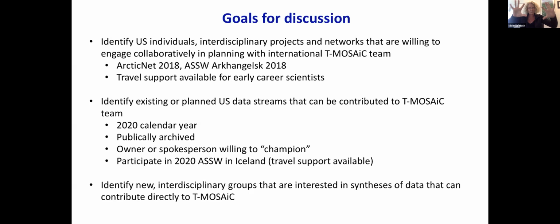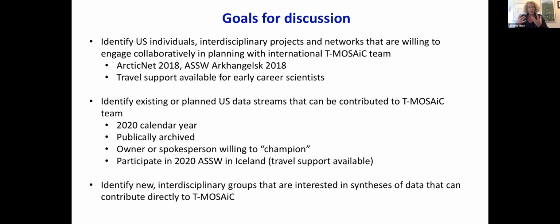Okay, so that's sort of one of the more diffuse goals. A more specific goal is that we would like to identify existing or planned US data streams that we can contribute to T-MOSAIC. So these have to be data streams that are in place during the 2020 calendar year. They have to be publicly archived or publicly available.